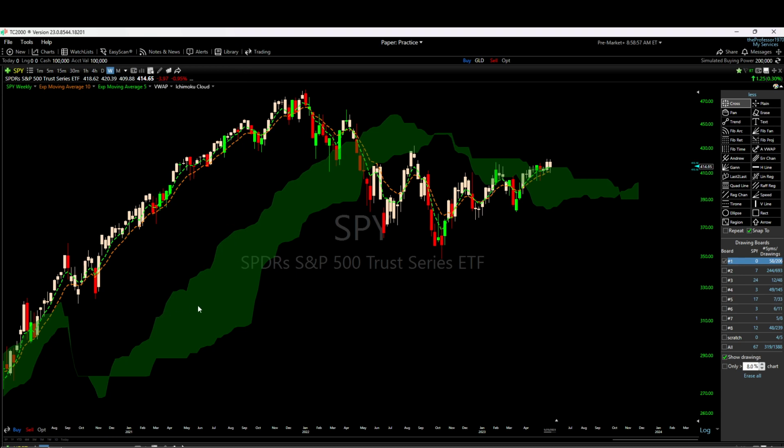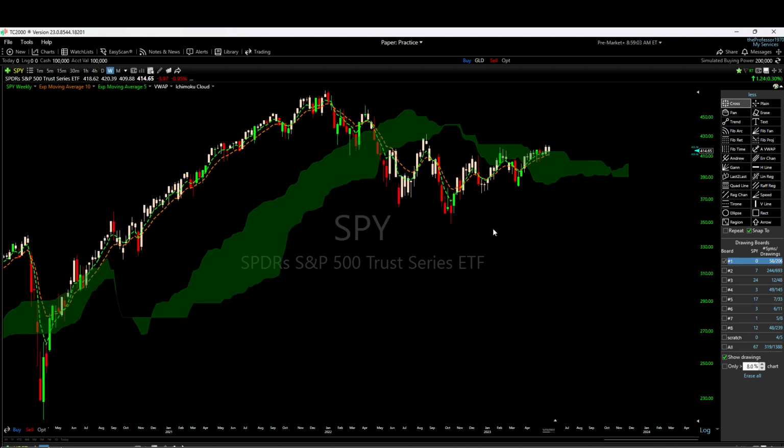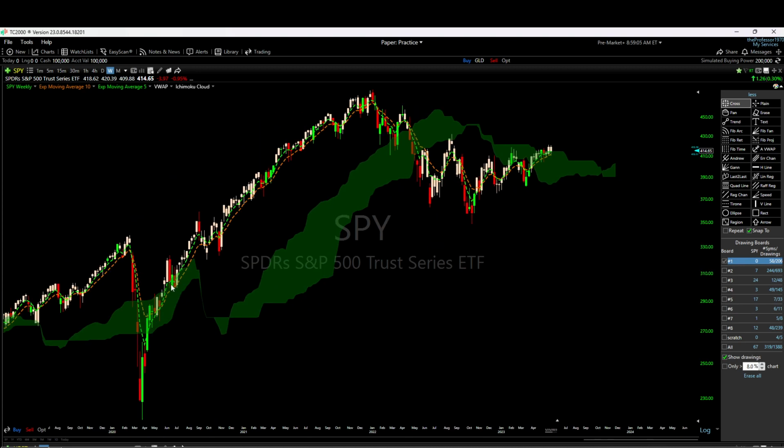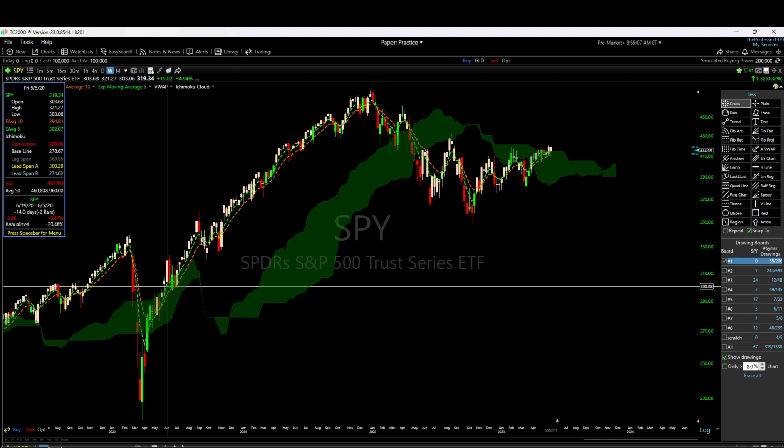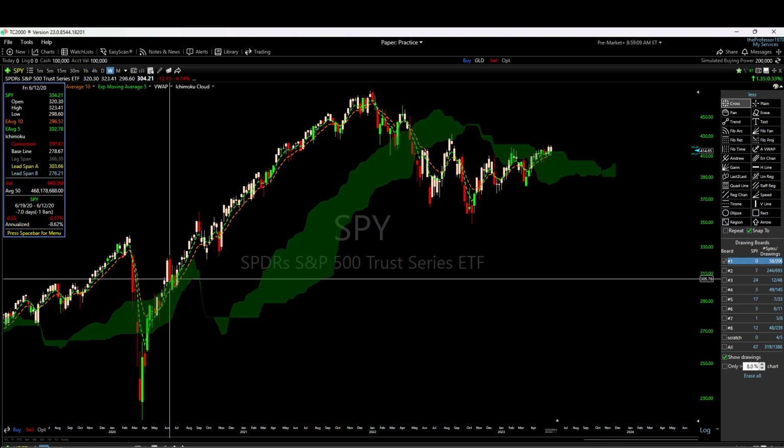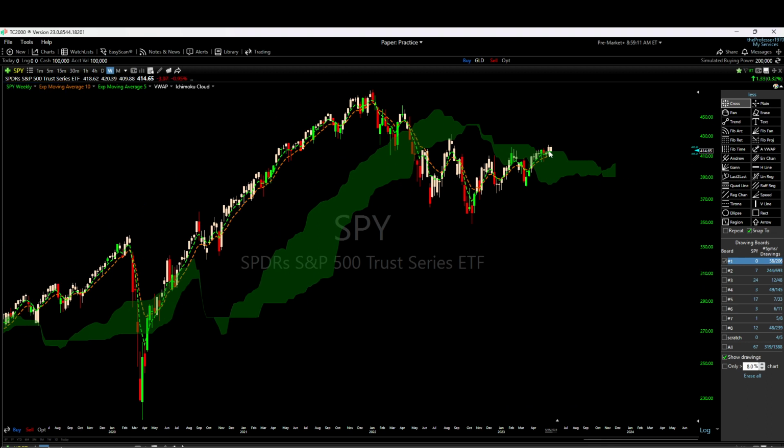So anyway, these are my settings. This is what the chart looks like. Here's a weekly cloud. You can actually see that for the first time since really back in June, we'll say 2020, we are actually trying to enter back through the cloud. We may see a few tests. It may go up, it may go down, may go up, may go down.